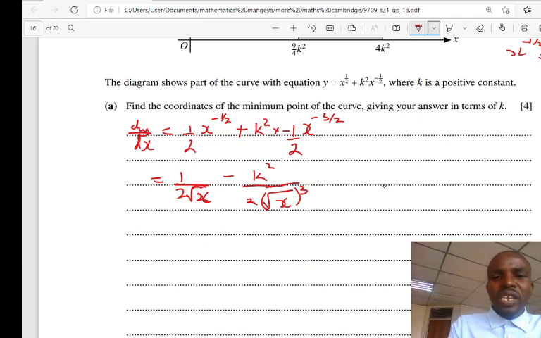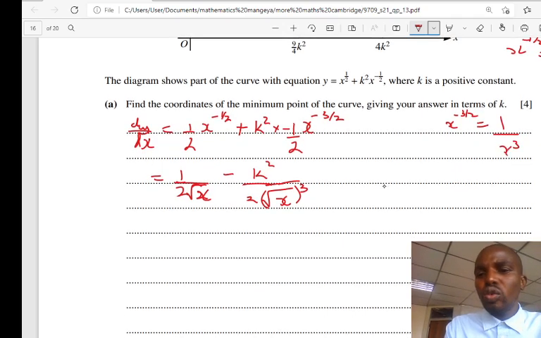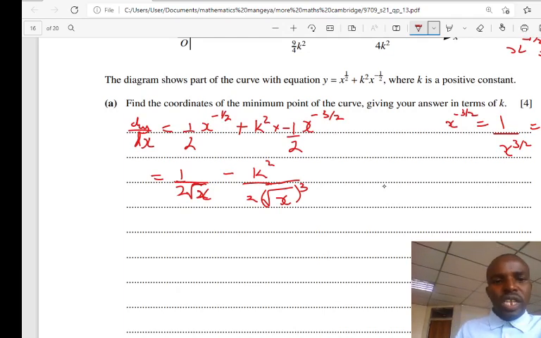Right. So on this one, please don't get confused here. x to the power minus 3 over 2 is the same as 1 over x to the power 3 over 2, which is the same as 1 over square root of x to the power 3. That's what I wrote here.